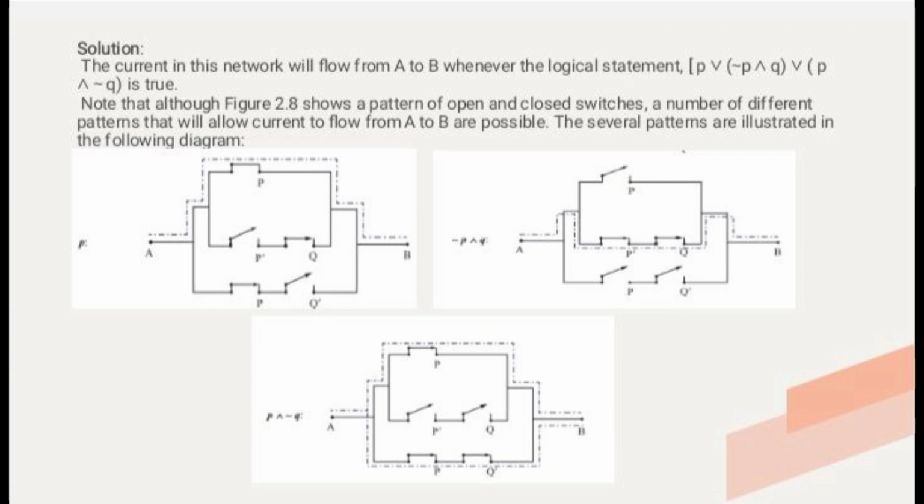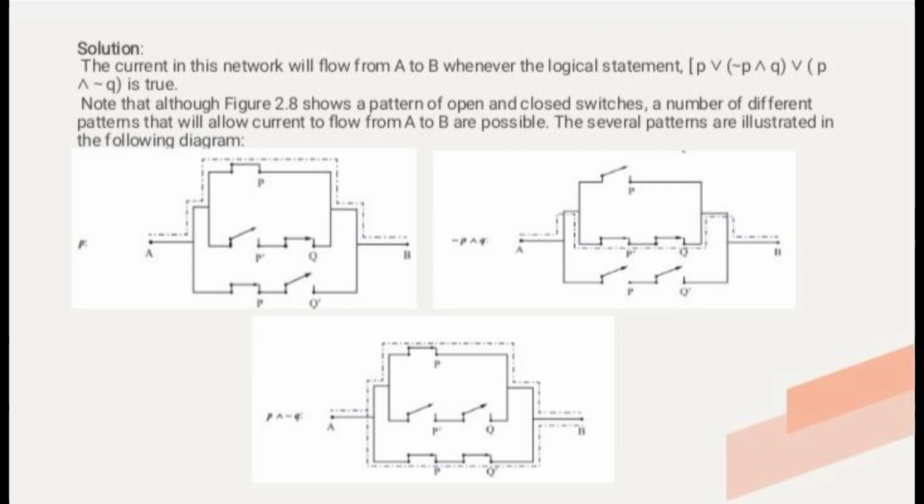Note that although figure 2.8 shows a pattern of open and closed switches, a number of different patterns that will allow current to flow from A to B are possible. The several patterns are illustrated in the following diagram. First diagram from the left: this diagram shows the flow of current from A to B whenever P is true. The current flows from A to B passing through the P here in the upper part of the network diagram.